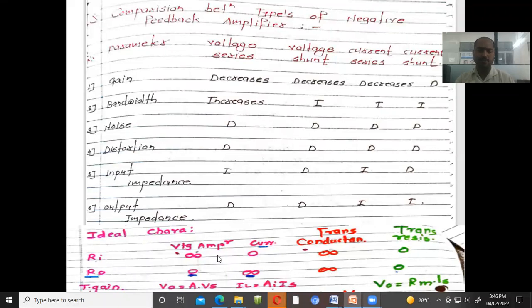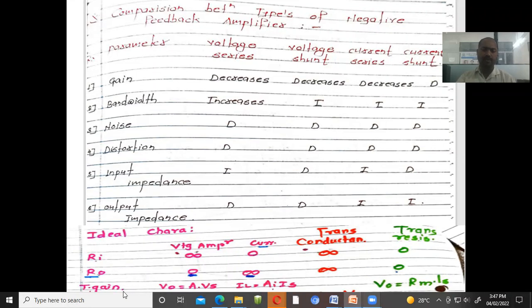So Ro should be less, either 0 or 5, 6 ohm. In the case of the voltage amplifier and the transconductance amplifier, it is near about 0. The ideal value might be 4 or 5 ohm, right? So for applications of these two, the voltage amplifier and the transconductance amplifier are more preferred, where we require less output impedance.